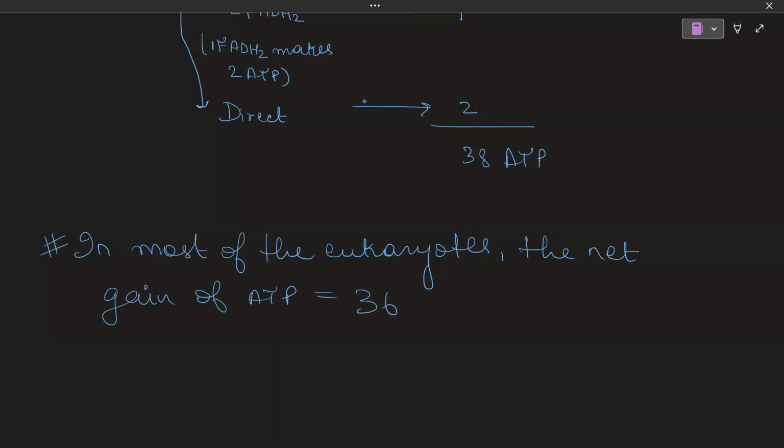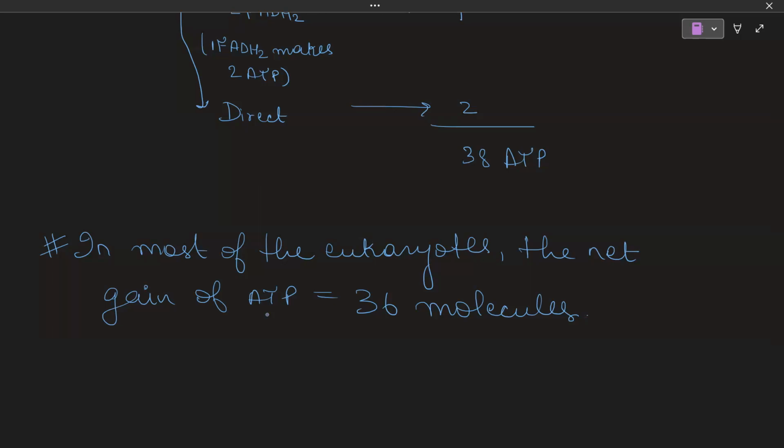It's equal to 36 molecules. Got it? How 36? Because anaerobic respiration does not take place in the case of eukaryotes. That's why. What is anaerobic? How does glycolysis happen? Oh, so the direct one won't happen. So ultimately we'll have the 36 molecules. Okay, but yet again this is an assumption.